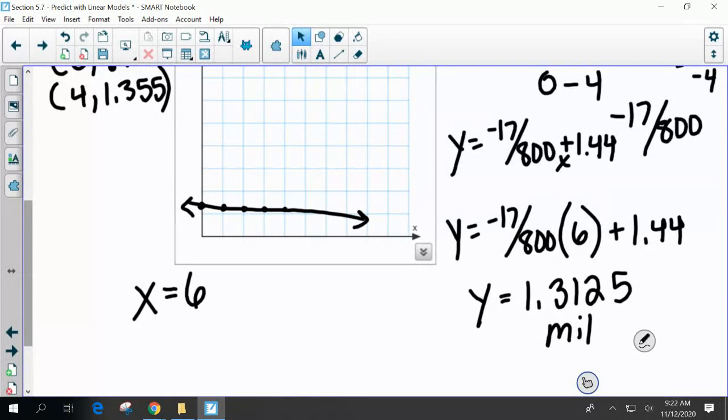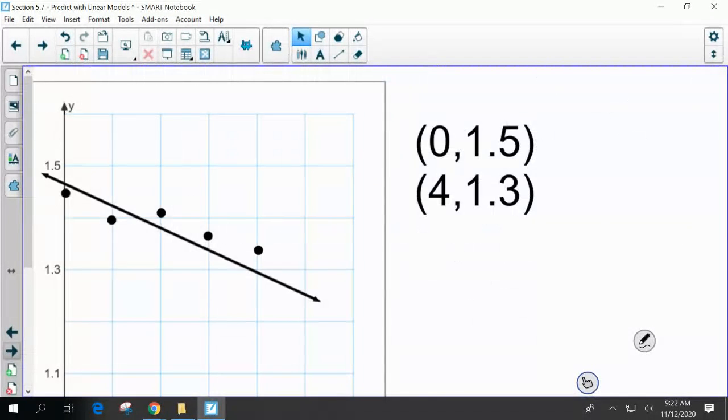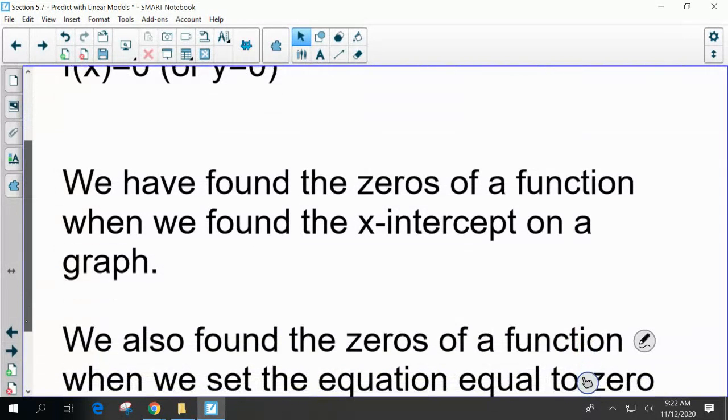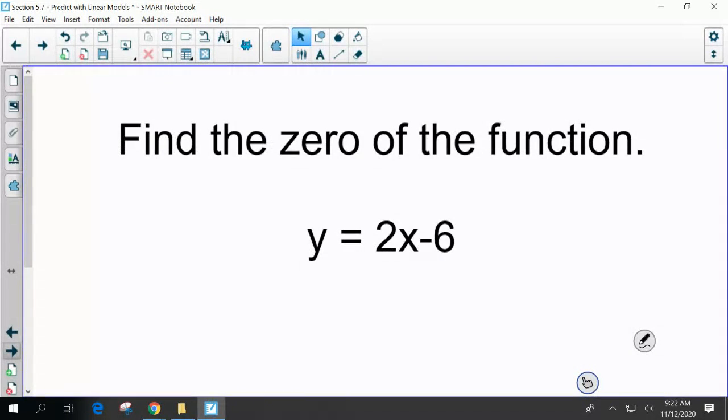Okay, so that next part, you see a vocab word that says 0 of a function. So a 0 of a function is the x value for which f of x equals 0 or y equals 0. So essentially a 0 is the same thing as an x-intercept. We've found this before. We've done x-intercepts. So 0 and x-intercept mean the same exact thing. That's where your graph crosses the x-axis, is finding a 0. So when the question asks find the 0 of the function, all you're doing is substituting 0 for y, and then you solve. That's all you're doing.